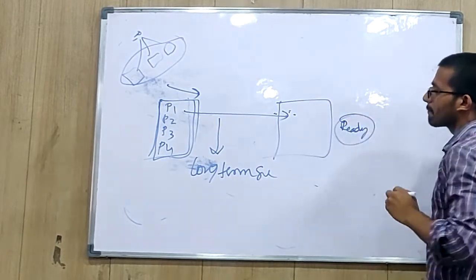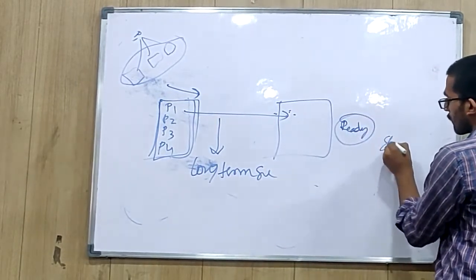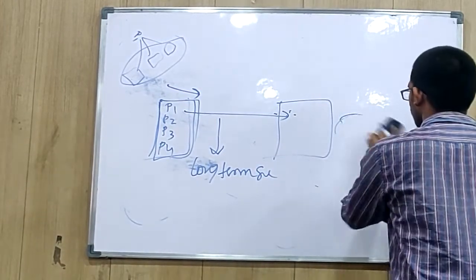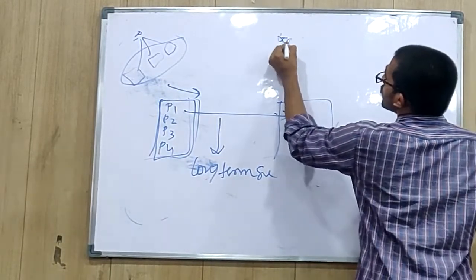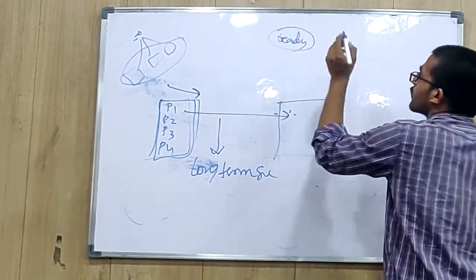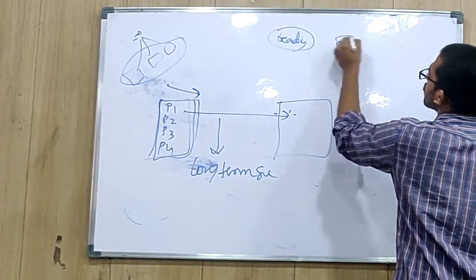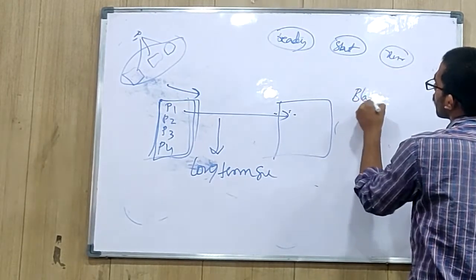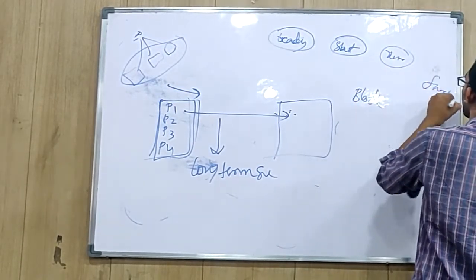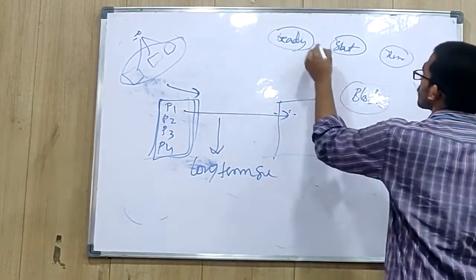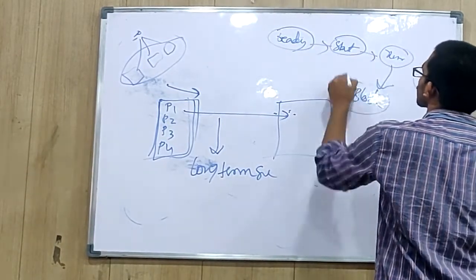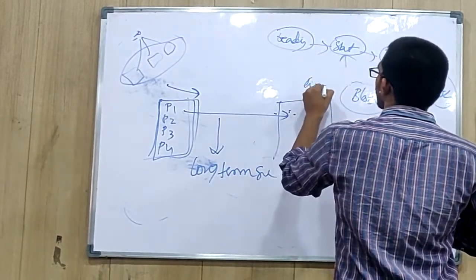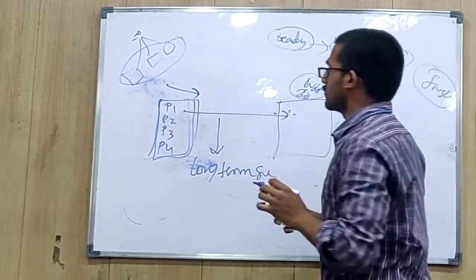Ready. Start. Now it is ready. Ready means it is in main memory. Start. Run. Block. Finish. Okay, it is the cycle. Or waiting for IO. Okay, I have to explain all this.